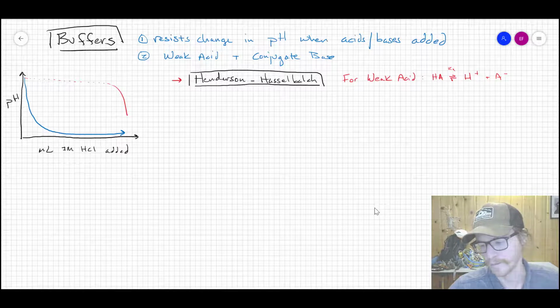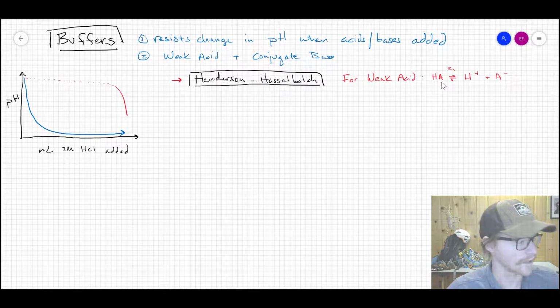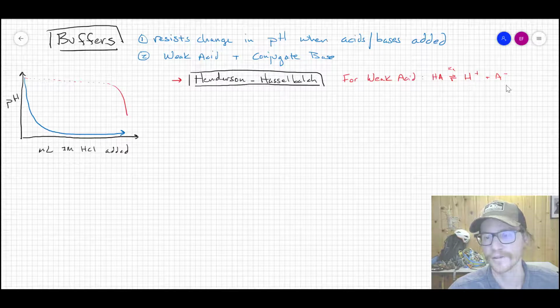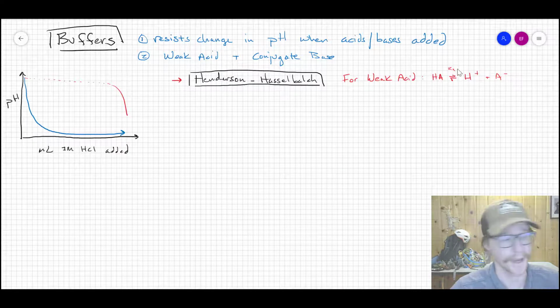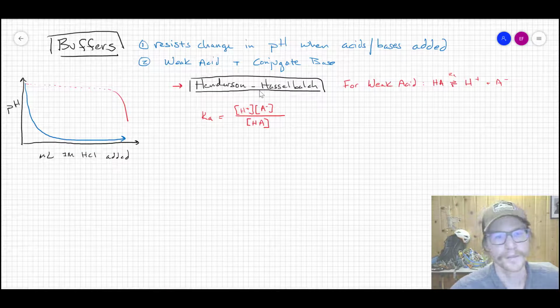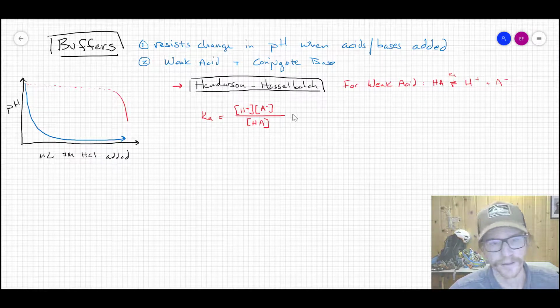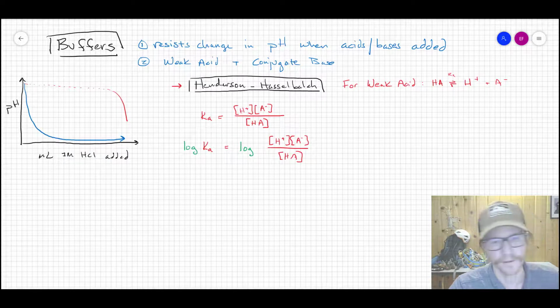So we start with just the general reaction scheme for a weak acid, which is HA proceeds to dissociate to H plus and A minus. That's our starting point, and we know that the extent of that equilibrium is governed by its Ka. So we can craft the equilibrium expression for that, which is simply the products over the reactants is equal to that equilibrium constant. Next thing we're going to do is just take the log of both sides of these parts of the expression. So that looks something like this.